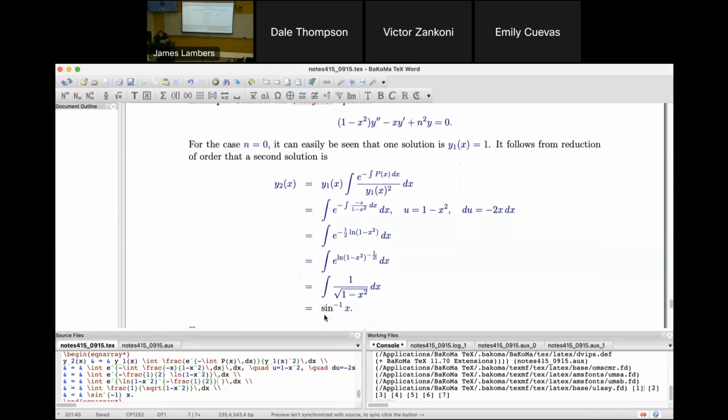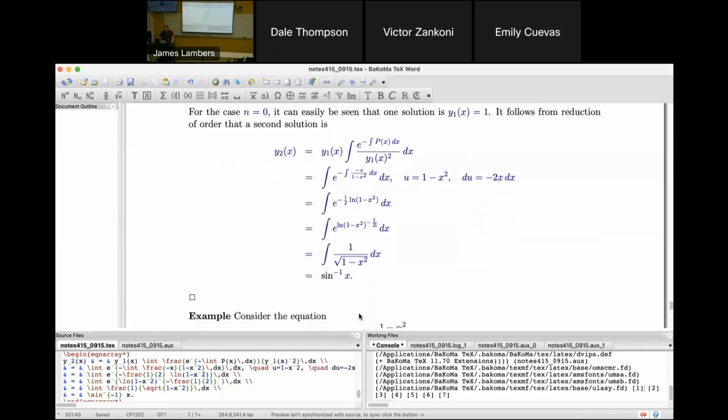But the integral of that is inverse sine. So that is your second solution. So y1 equals 1 and y2 equals inverse sine are two linearly independent solutions of Chebyshev's equation in the n equals 0 case. So that forms a fundamental set.